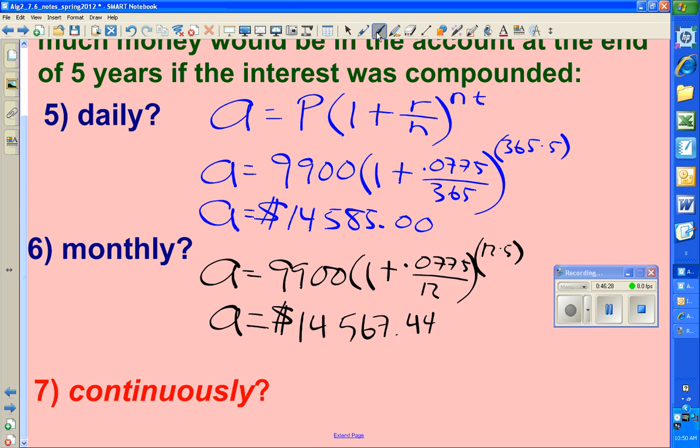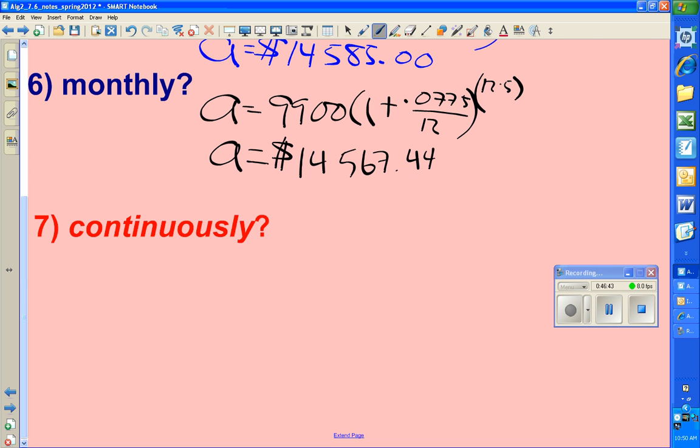And if you take that interest and figure it out daily, monthly, whatever, they recalculate your total value at the end of each growth period. That makes sense. Okay? And then if you go to continuously, what formula do you use for continuous? The PERT formula. So A equals P times e to the rt power.